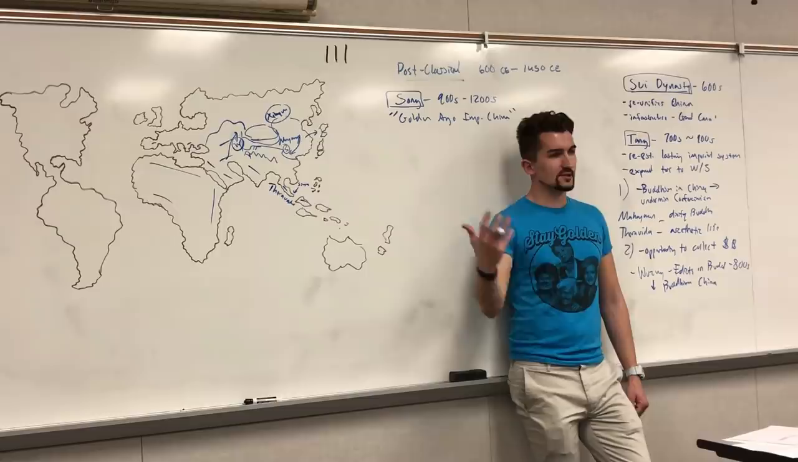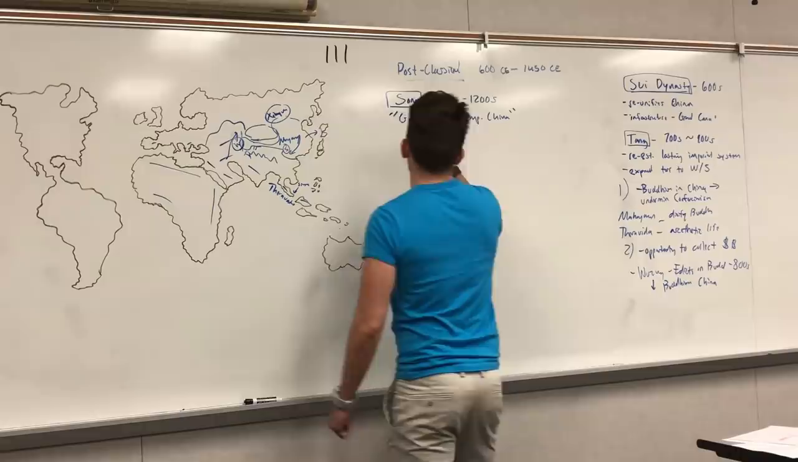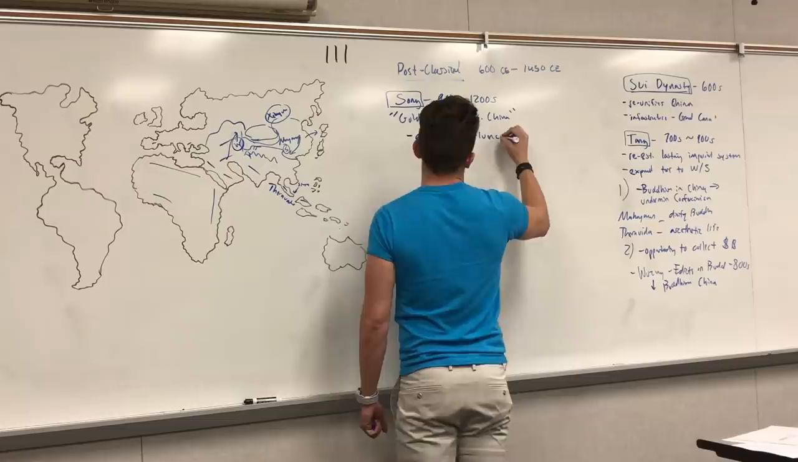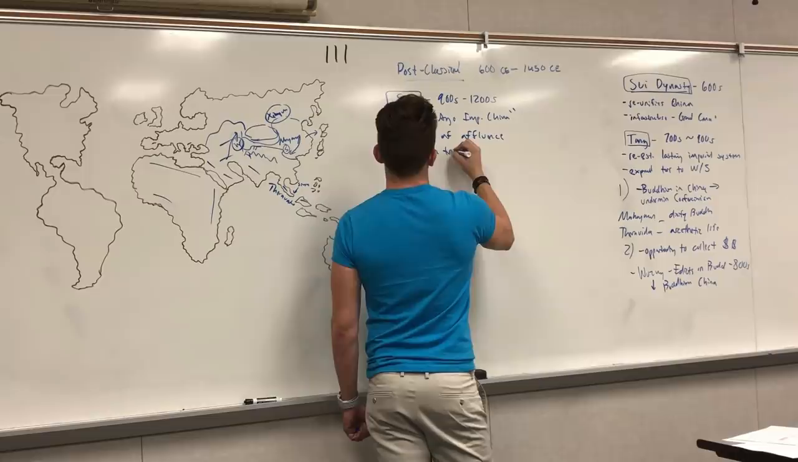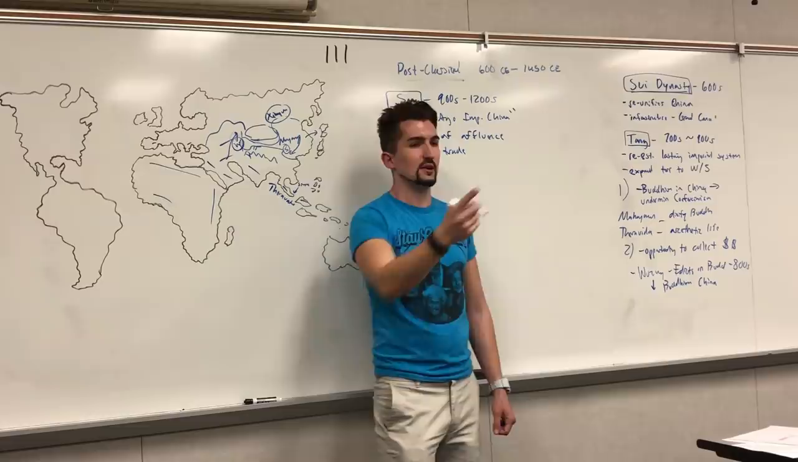So this is an age of affluence. What's affluence mean again? Lots of prosperity. Yep, they do really well. All right, so age of affluence, of course, they're going to have high trade. And what are some trade goods that lots of people want, like the Caliphates and India and even Europeans want from these Chinese? Silk and tea. Yep, silk, tea, porcelain.